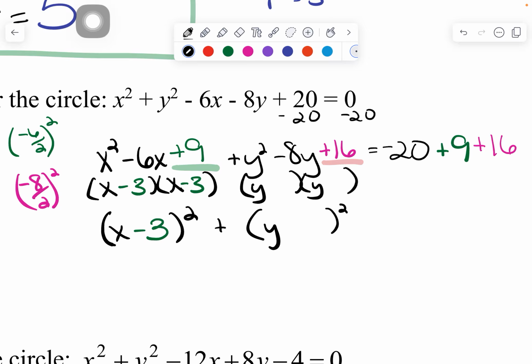Well, split the y here. Let's try negative 4 and negative 4. All right, negative 4 times negative 4 is positive 16, and then negative 4 plus negative 4 is negative 8. Absolutely works. So negative 4.